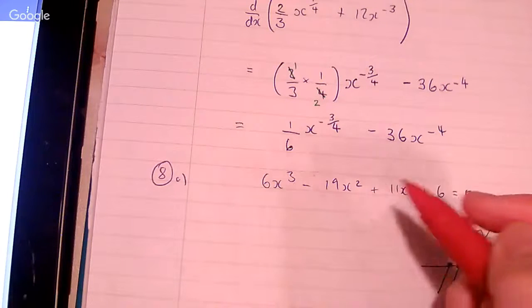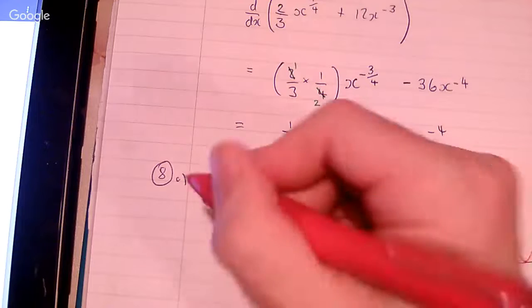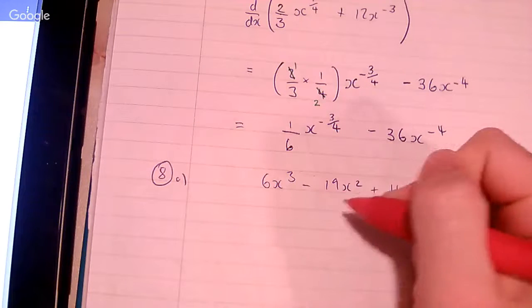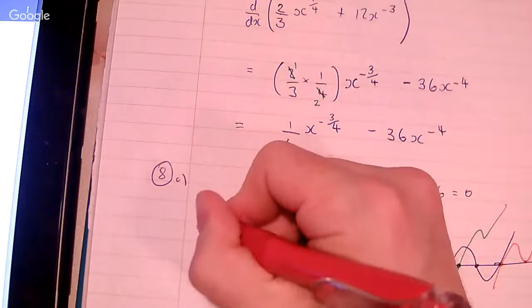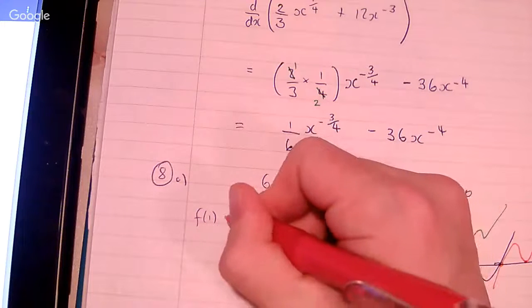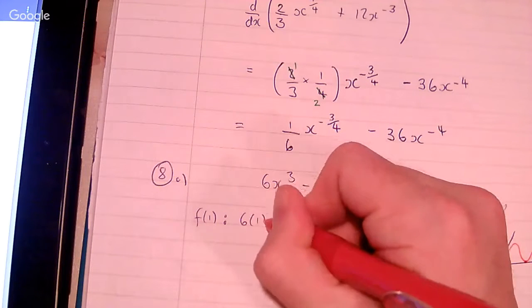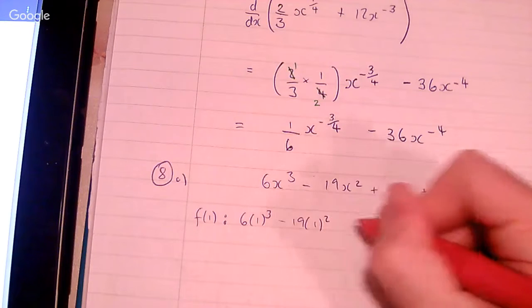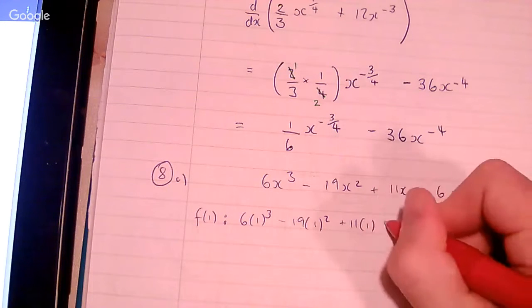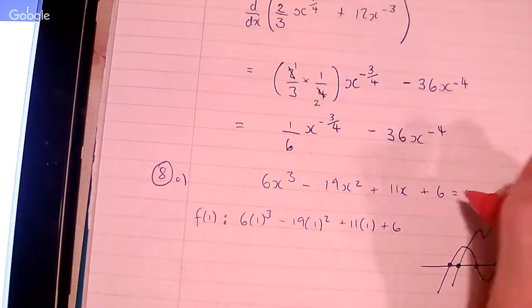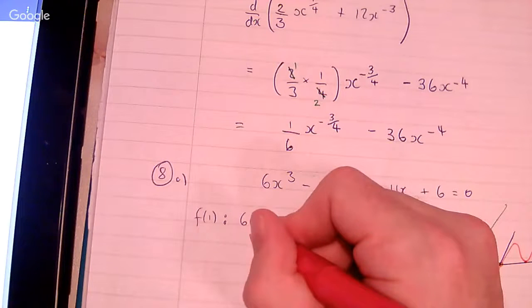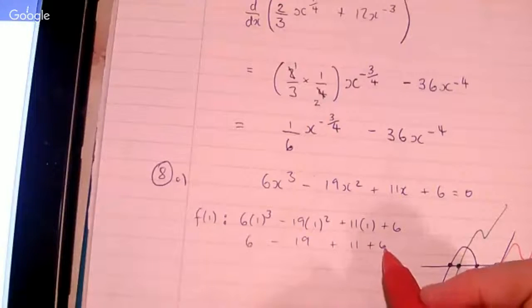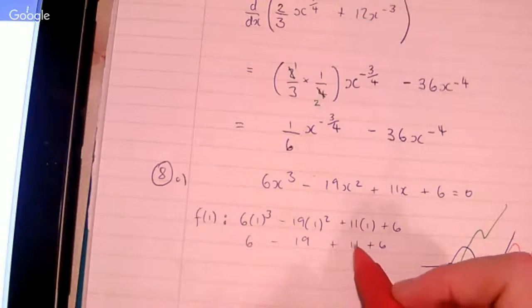Right, the way that you do this is that you start to just guess a number. We're going to guess like x equals 1 or x equals 2. I'd always start off with x equals 1. So we say f of 1. So we do 6, and then you just change the x for 1. Wherever you see x, you change it for 1. We're looking for this to equal 0. So I'd work this out underneath. That's going to be 6 minus 19 plus 11 plus 6. So 6 plus 6 is 12, plus 11 is 23, take away 19.